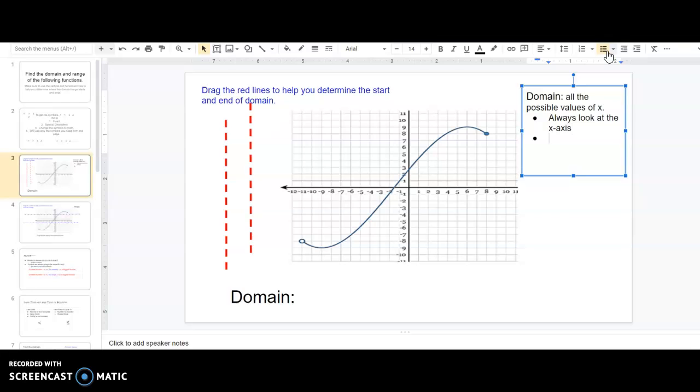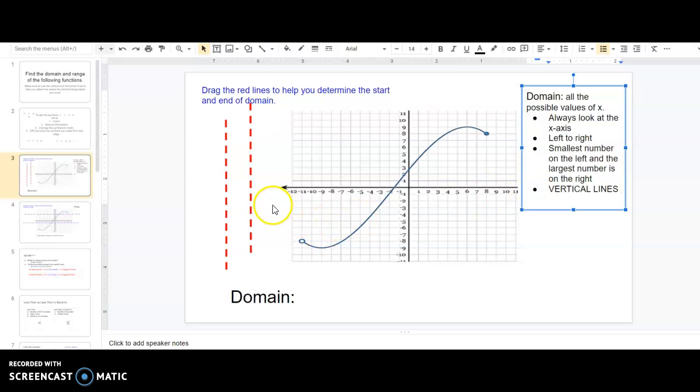And then another thing is always start from left to right, because the smallest numbers are on the left, and the largest number is on the right. All right, so I always like to draw these vertical lines. For domain, I do draw vertical lines because that's how they cross the x-axis. So let's go ahead and do this example.